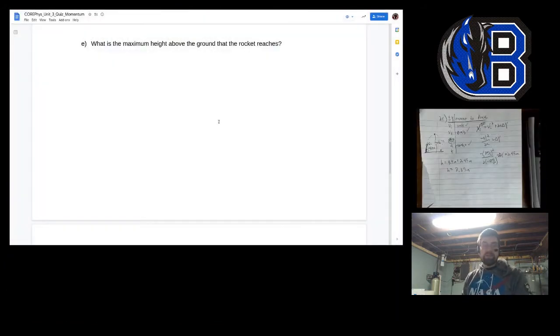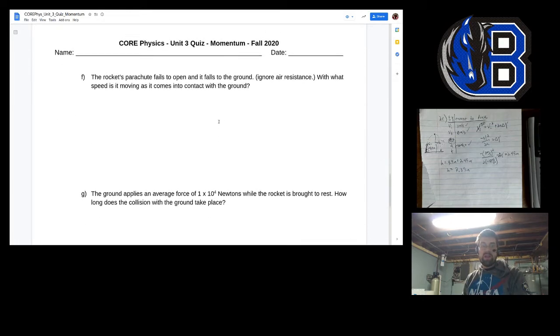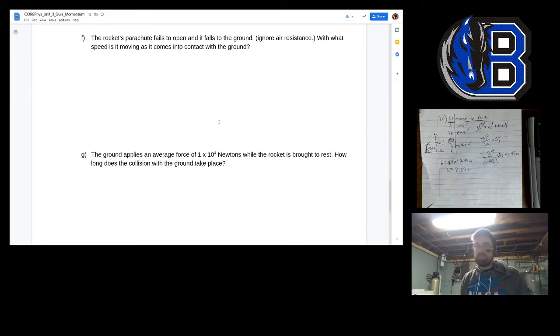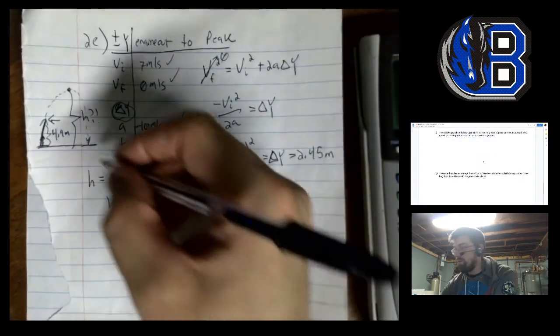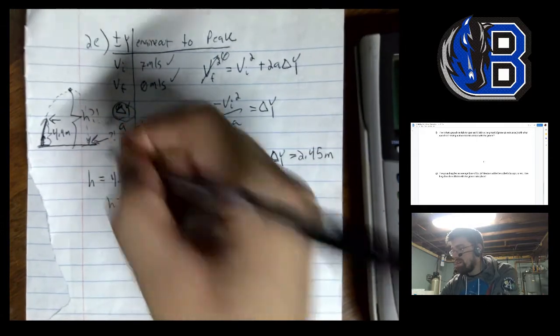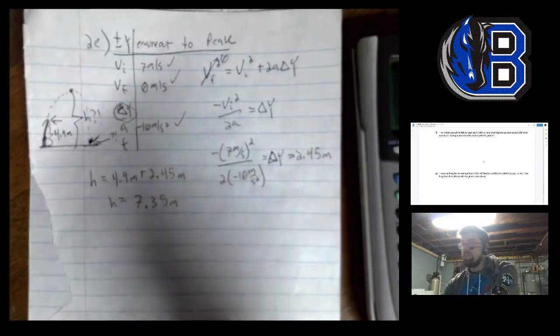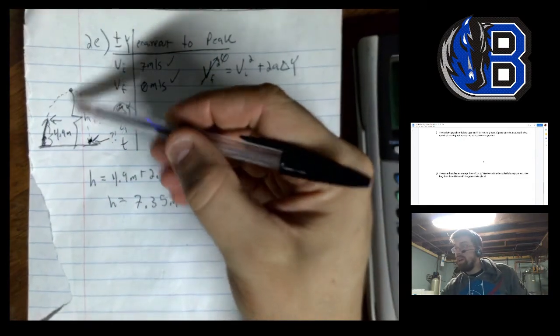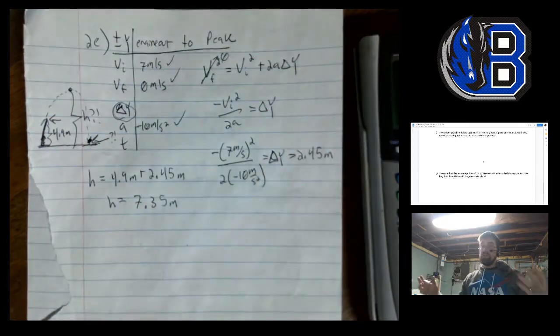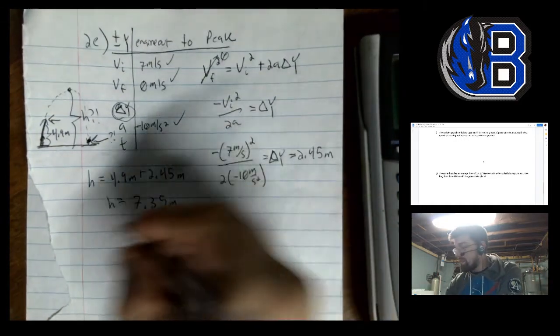So what gives, right, is this a momentum quiz? Well, the rocket's parachute fails to open and it falls to the ground. Ignore air resistance. With what speed is it moving as it comes in contact with the ground? We're talking about this moment right here, and we want to know its velocity right here. Maybe you can see where we're going with this. We're looking for a velocity, which is a kinematics variable. We know it's not moving at all here, we know the distance it falls, and we know it's accelerating due to gravity. So this last little bit is a little more kinematics.